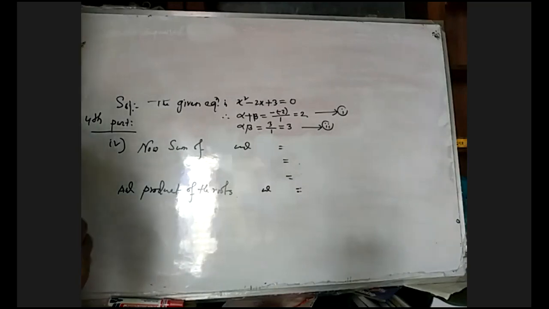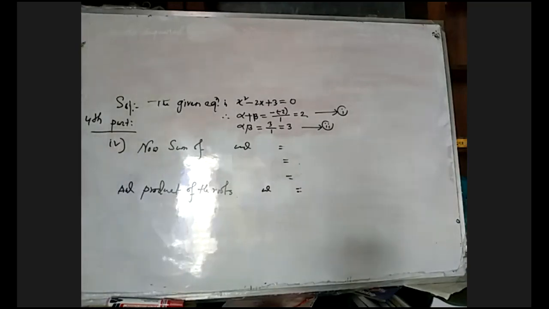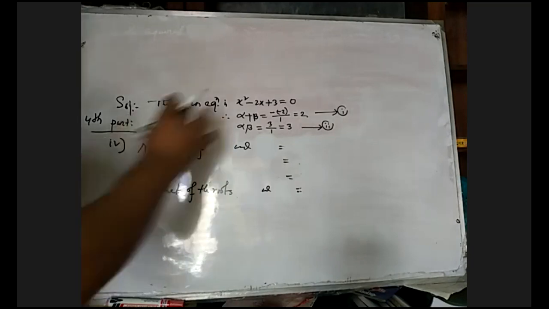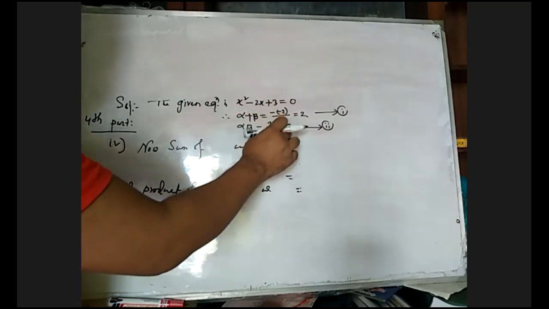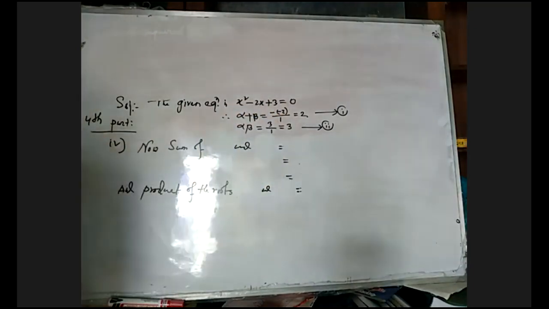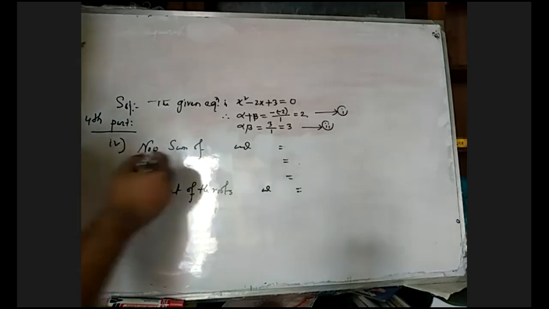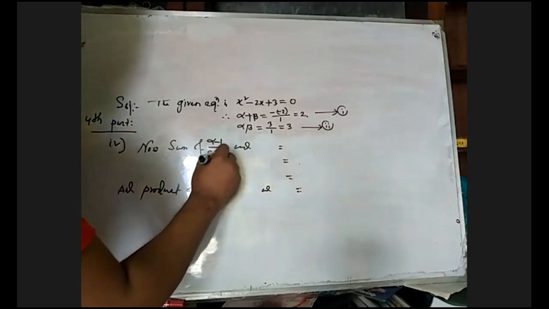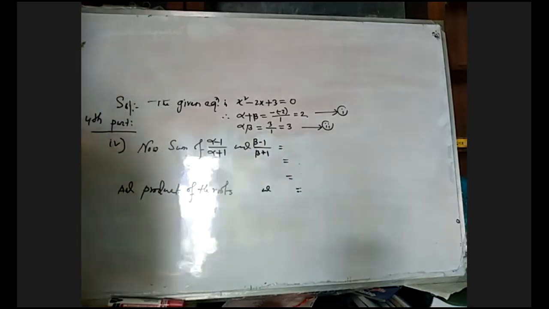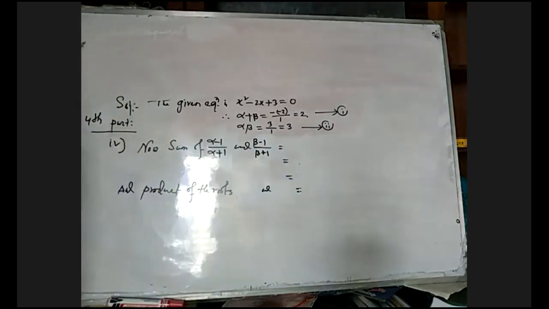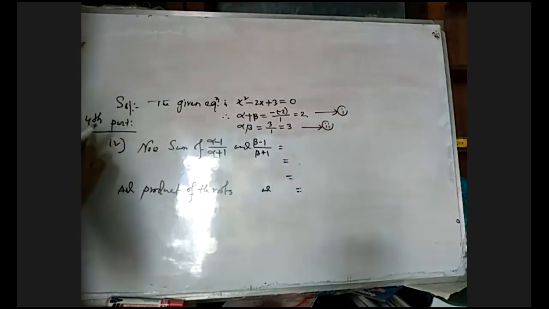Okay, now fourth part. What were the roots? Alpha minus 1 divided by alpha plus 1. These are same. Sum of the roots of the given equation is 2 and product of the roots of the given equation is 3. So now we require the quadratic equation whose roots are alpha minus 1 divided by alpha plus 1 and beta minus 1 divided by beta plus 1. We have to find the roots of these two. So the sum of these two roots, what will be? This is the fourth part.